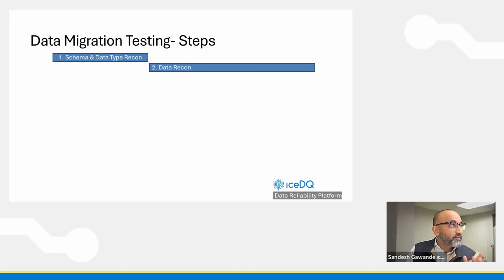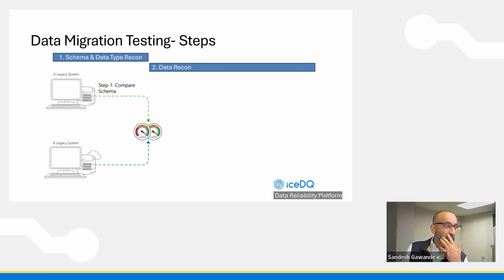Now let's see, data migration testing involves two steps, right? There are multiple steps, but at the high level there are two steps. The first step is the schema and data type reconciliation. Basically, we are taking the database, and of course we'll come up with examples in a few minutes. You take the schema from the legacy system and you migrate the schema to the new system. Now there are two possibilities: you have the exact schema or you have a similar schema.